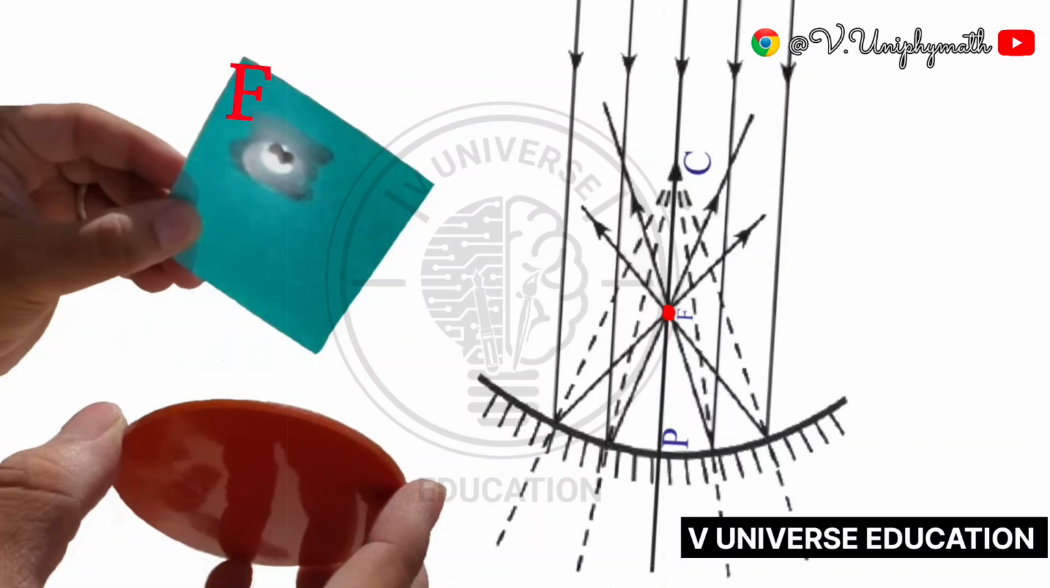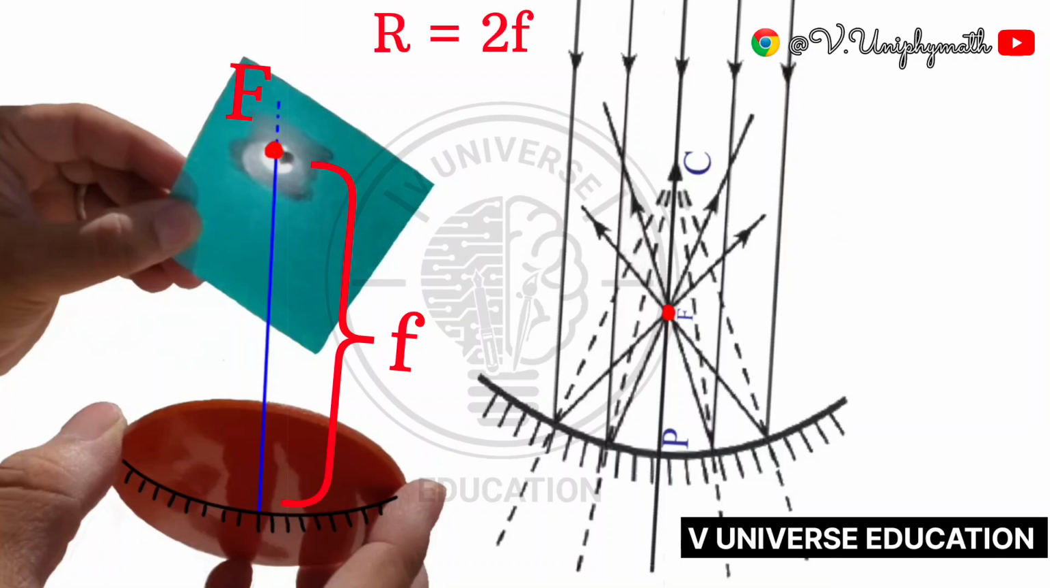Measure the distance between this spot and the pole of the mirror. This distance is known as the focal length, represented by small f. The radius of curvature of the mirror is twice this distance, expressed as r equals 2 times the small f.